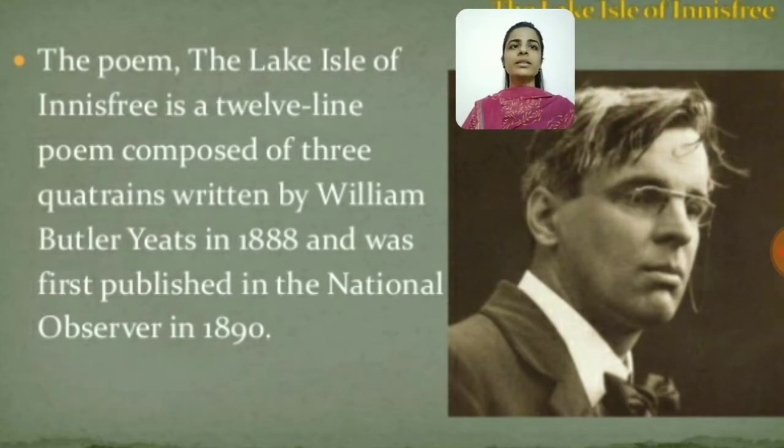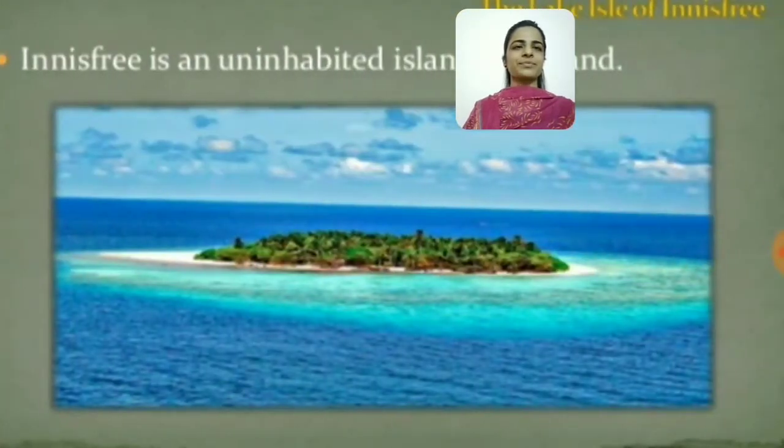The poem The Lake Isle of Innisfree is a 12-line poem composed of 3 quatrains, written by William Butler Yeats in 1888 and first published in the National Observer in 1890. So this is the overview of our poem. Let's get started.